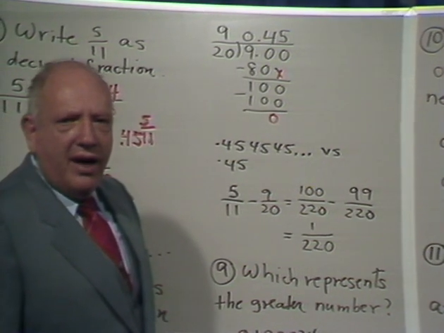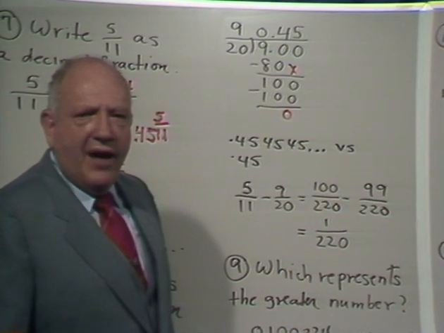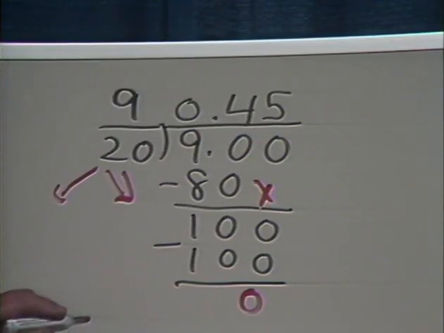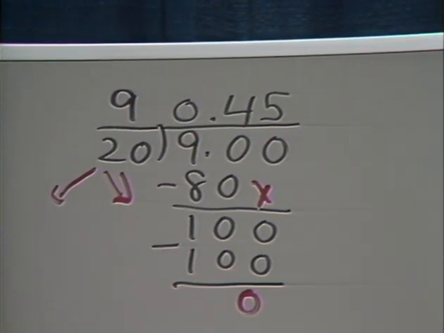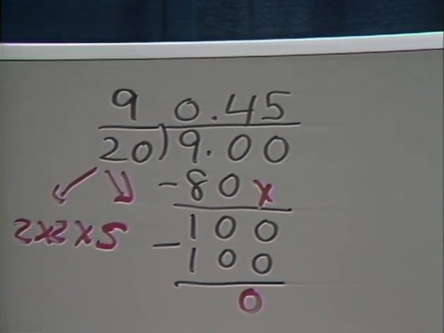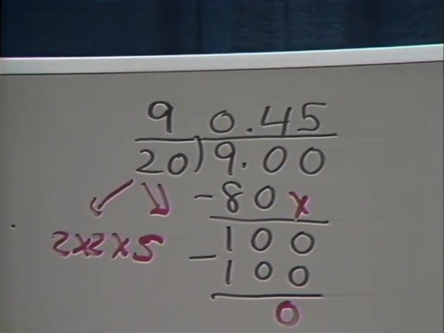All that says is what? At a rate of 9 out of every 20, you're going to be taking what? 45 out of every 100. And why did that work out so nicely for me? Because 20 breaks down into 4 times 4. 4 breaks down into 2 times 2. And notice that the only prime divisors of 20 are 2s and 5s, so we're okay over here.